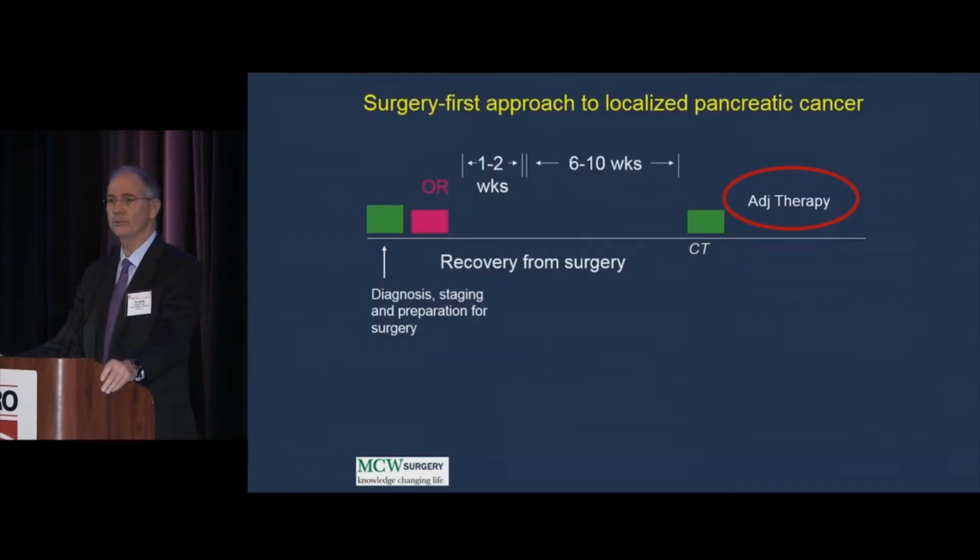So this is the surgery first approach, just illustrated with a simple diagram. You can see that the patient is diagnosed, staged, and then they go to the operating room. Assuming everything goes well with their surgery, they're in the hospital 1 to 2 weeks. They recover for anywhere from 4 to 8 weeks, and then they begin, hopefully, adjuvant therapy after being completely restaged.